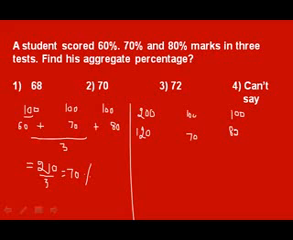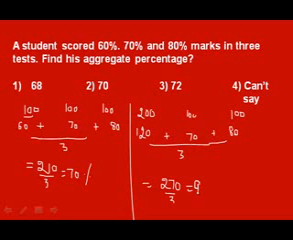Again, now these are the marks. What I have to do is add them and divide by 3 to calculate the aggregate percentage. Now that comes out to be 120 plus 70 plus 80, that is 270 by 3, which is equal to 90. As I can see here, I'm getting different answers when I assume different maximum marks. Hence the aggregate percentage depends upon the maximum marks, which are not given in this question.